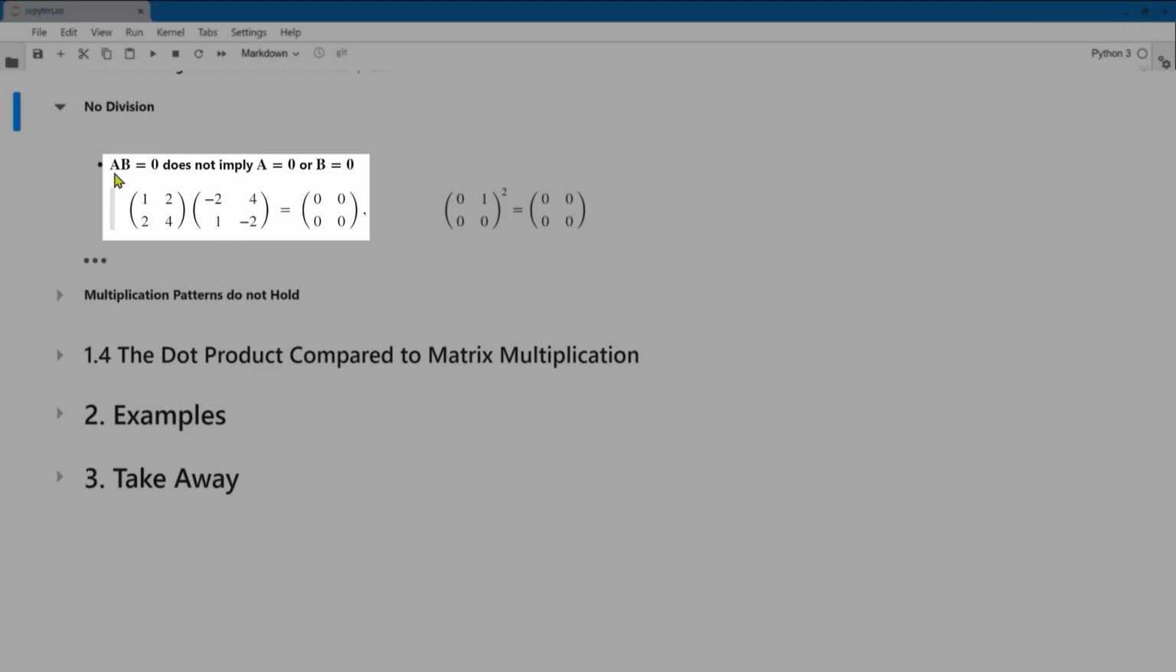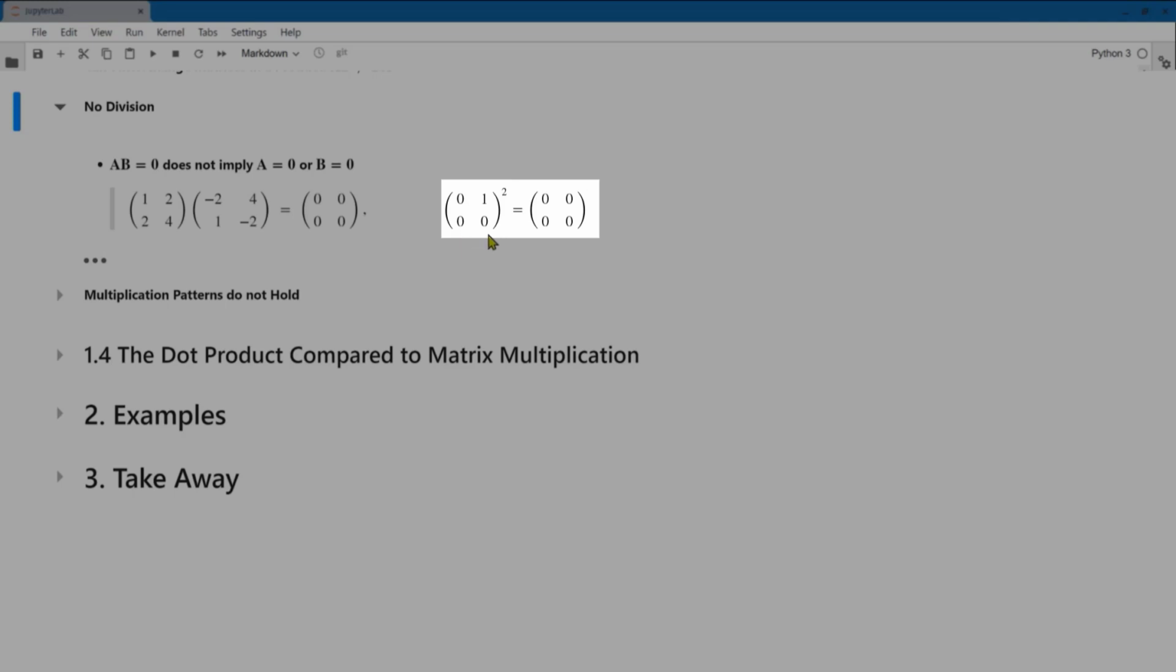In scalar operations, we could divide out one of these and come to that conclusion. But with matrices, with no division, that's not true. Here's an example where I've got an A that's not the zero matrix, a B that's not the zero matrix, and yet those two matrices multiply out to the zero matrix.